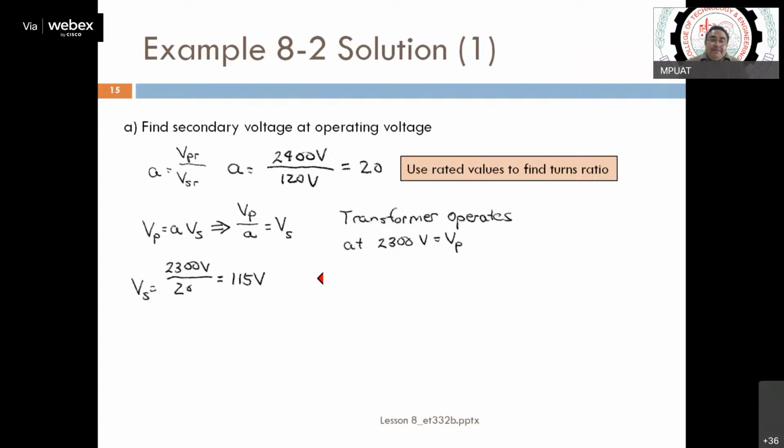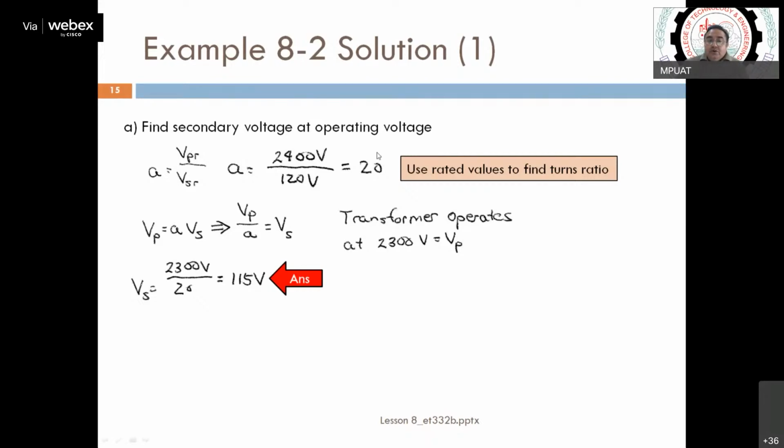Is it clear? So first we calculated the turn ratio, 2400 divided by 120. It comes out to be 20. Is it clear? We have already calculated it.